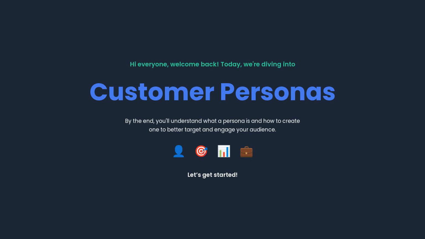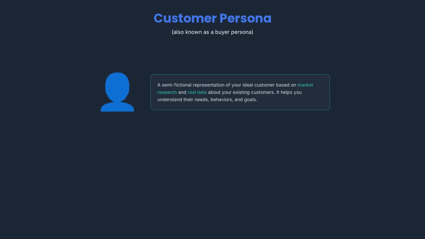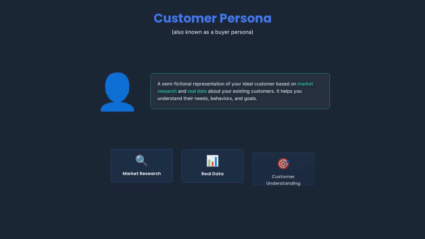Let's get started. A customer persona, also known as a buyer persona, is a semi-fictional representation of your ideal customer based on market research and real data about your existing customers. It helps you understand your customers' needs, behaviors, and goals.